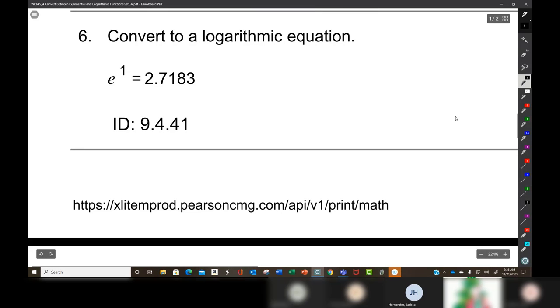Now, as weird as this is, e to the 1 power equals 2.7183. That's not exact. But this is the base. Oh, what did I do it that way for? I'm the world's worst at writing sideways. That's the base. This is the exponent. This is the argument or the answer.